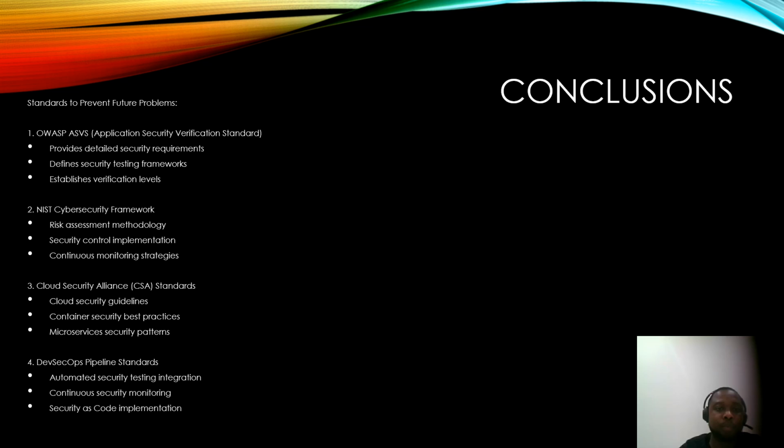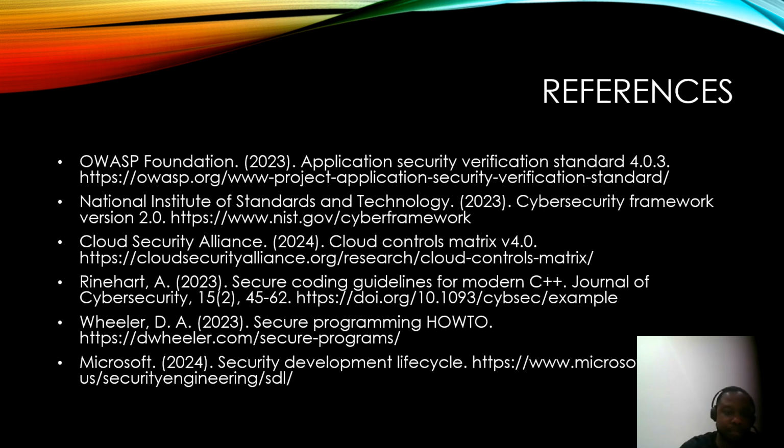The third standard to prevent future problems is the Cloud Security Alliance, or CSA, standard, which consists of cloud security guidelines, container security best practices, and microservice security patterns. And the fourth one is the DevSecOps pipeline standards. It's about automatic security testing integration, continuous security monitoring, and security as code implementation.